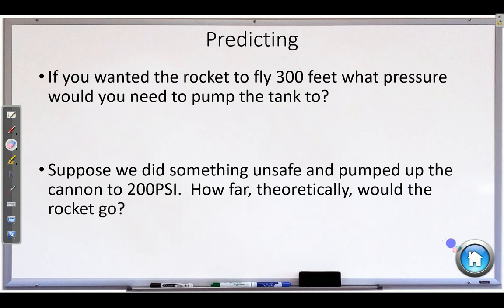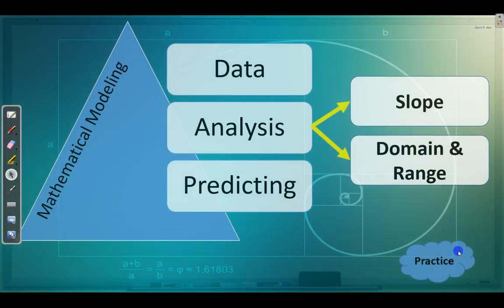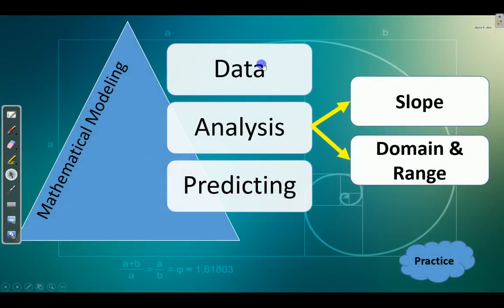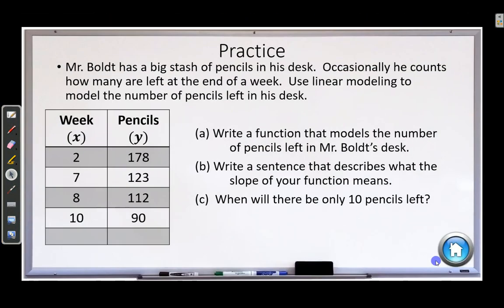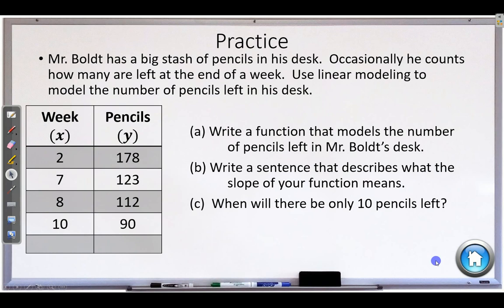All right. So what we've done so far is we've taken some linear data, made an equation, a model for it. We've analyzed the slope and the domain and range, and then we've also been able to use that model to make predictions for experiments that we can't actually do because they would be unsafe. So what I want you to do now is try one of your own here. It's a slightly different scenario, but it's all the same type of math. Good luck.